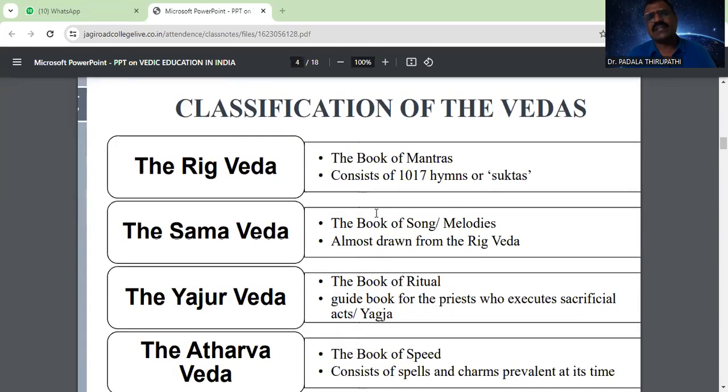Then, what is the classification of the Vedas? We know that there are four Vedas, the Chatur Vedas. Number one, Rig Veda. Number two, Sama Veda. Number three, Yajur Veda. Number four, Atharvana Veda.